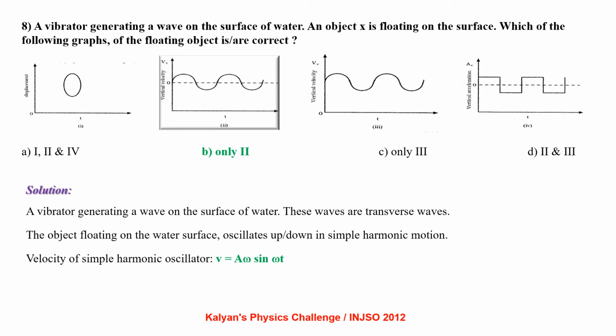A vibrator generating a wave on the surface of water. An object X is floating on the surface. Which of the following graphs of the floating object is correct?